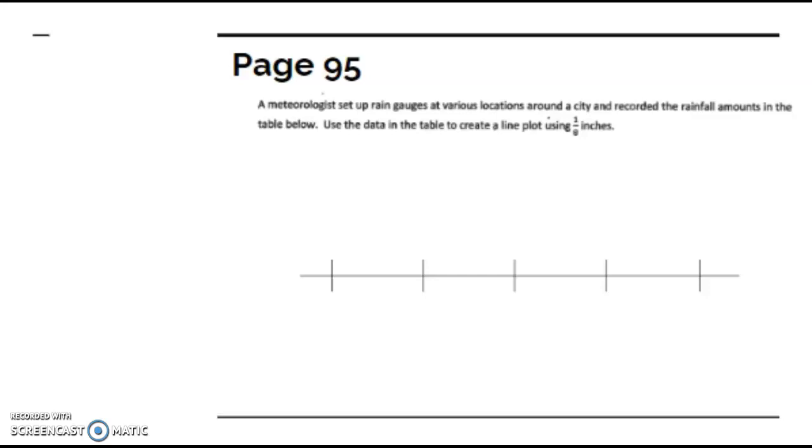So I'm going to help our little friend out. He has a line plot, or a line, going on right now, and he is going to start with a 0 and a 1. And right there in the middle, we have 1/2. And each of these lines that I've put on here represents 1/8.